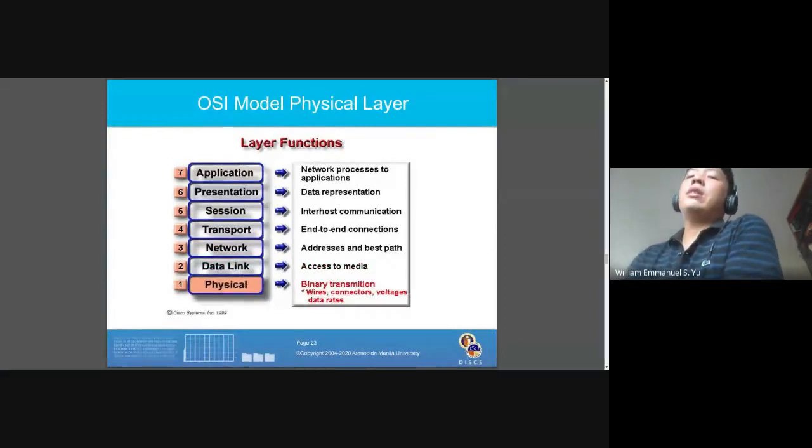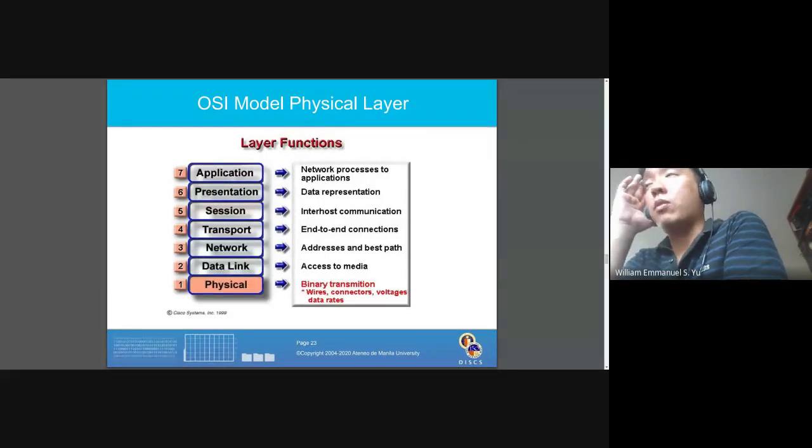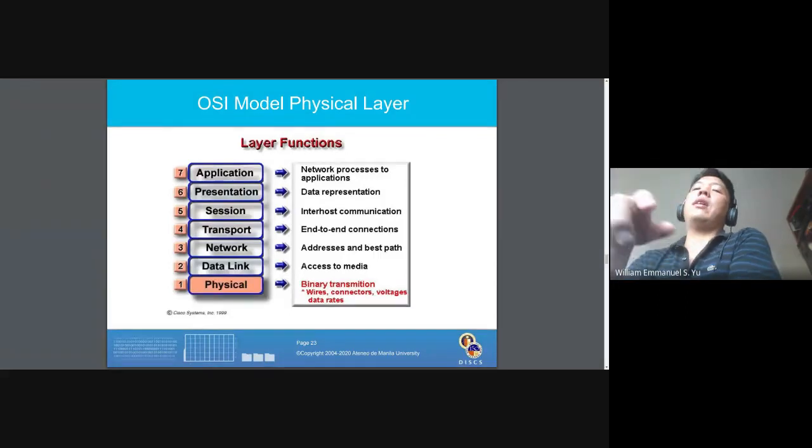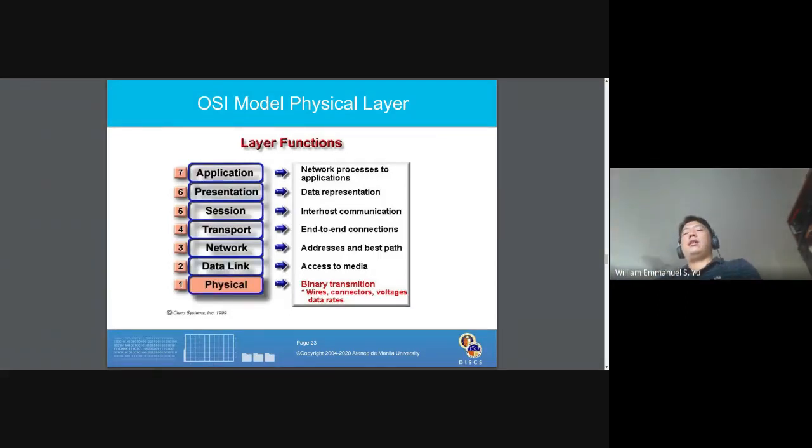All right? So this is where you send it to the wire or a connector, or you send it through wireless. And basically in this realm, it's just a question of voltages. If 5 volts equals 1, negative 5 volts equals 0, etc. Right? So that's the physical layer. Right? And that is it for the 7 layers of the ISO OSI model.